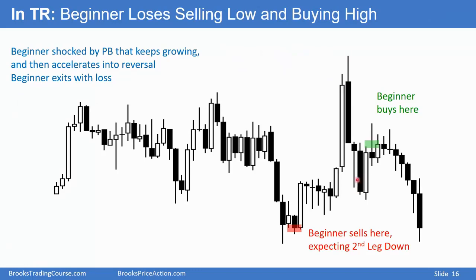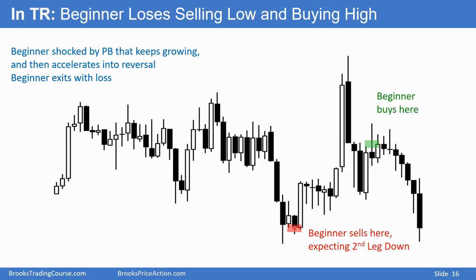And the beginner cannot believe that the pullback just keeps growing and growing. He sells here, a pullback, well maybe it'll turn down again, a low 2, low 1, low 2, and instead it keeps going up and up. He buys here, expecting a second leg up after the strong breakout, and then he starts to see it pull back, and the pullback just keeps growing, and he ends up selling down here at the bottom of a trading range.